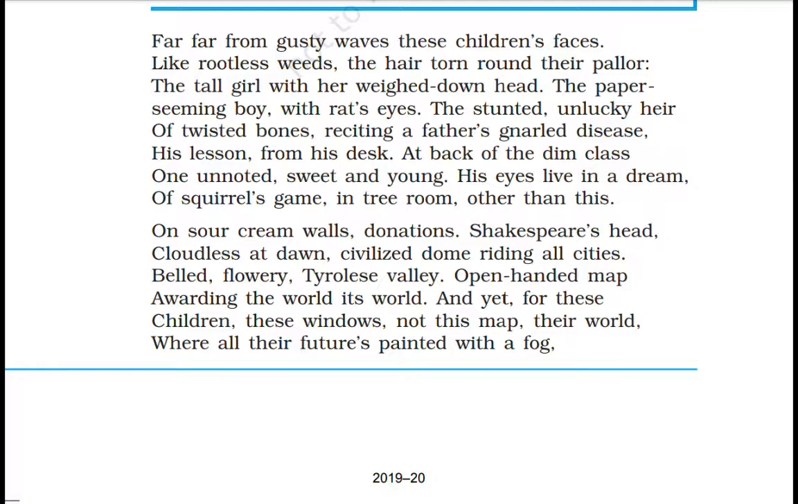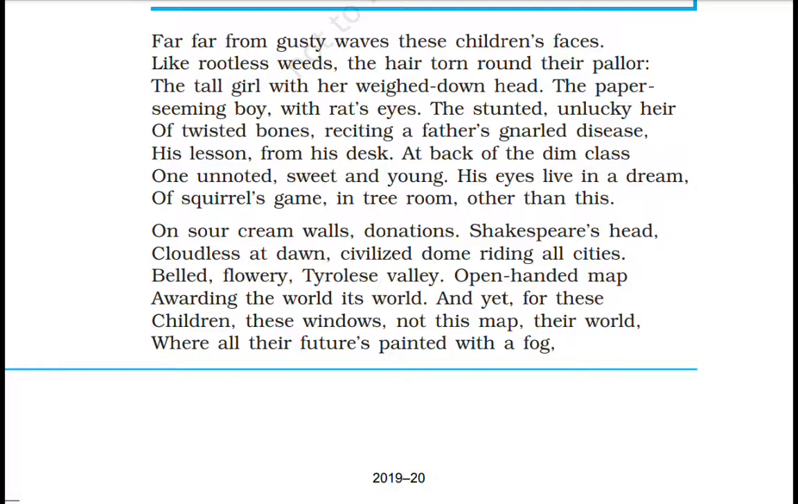And though he is reciting a lesson from his desk, it seems that his twisted bones are getting highlighted and they are attracting everybody's attention. So it seems that he is not reciting his lesson, but he is telling about his poor, miserable condition and the disease that he has inherited from his father.